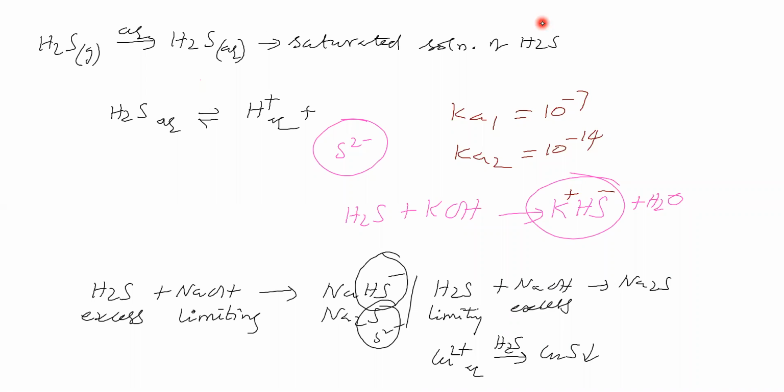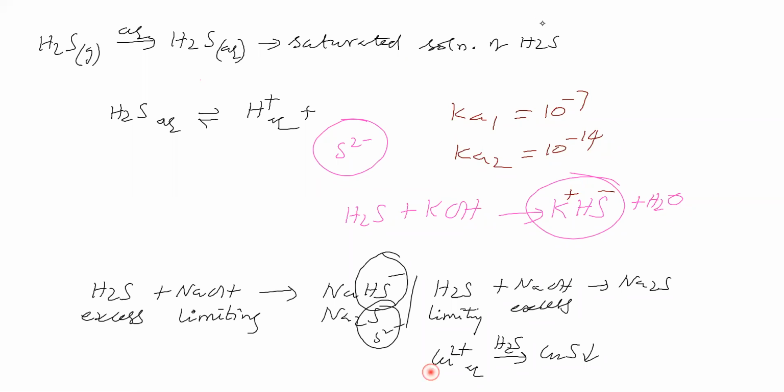Therefore, cation is present, no doubt. H plus is present, which means anion is there. Now, the anion in the solution, shall we say it is bisulfide, sulfide, or both present at different concentrations? You are saying bisulfide is present in this solution.